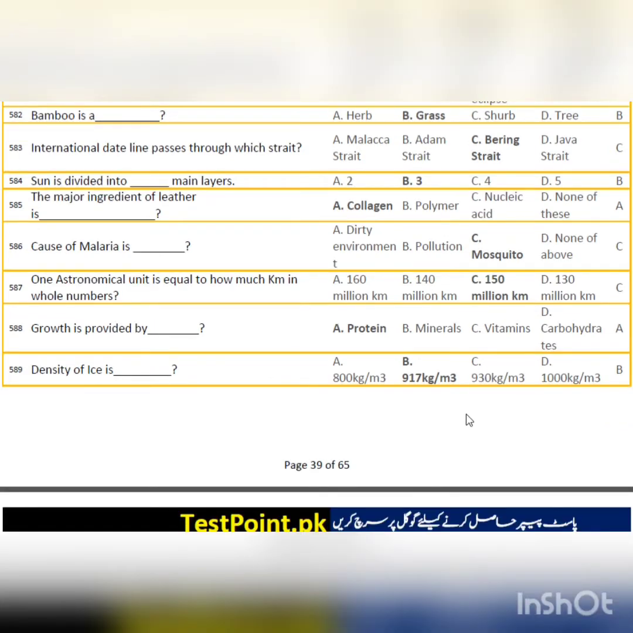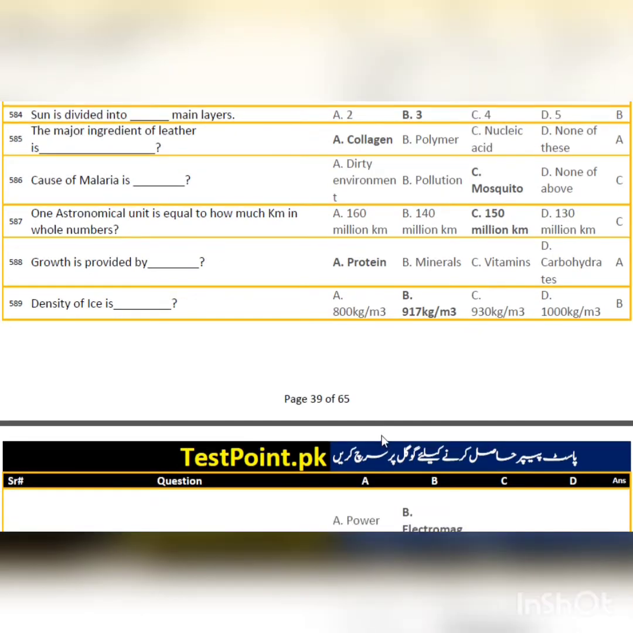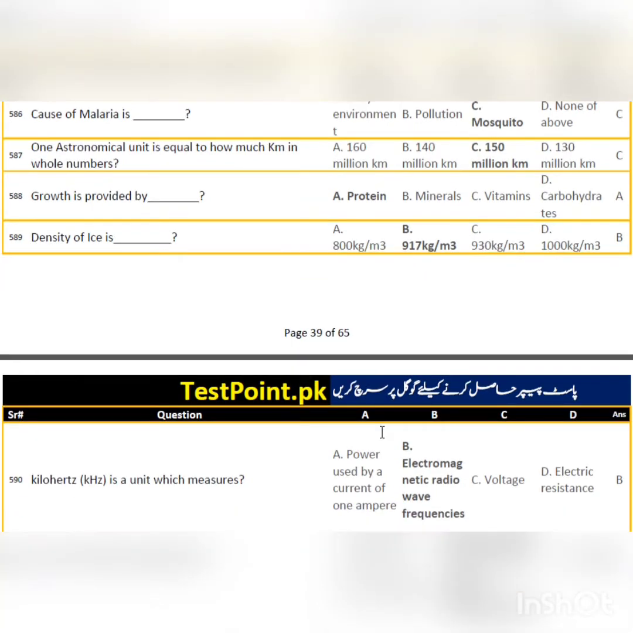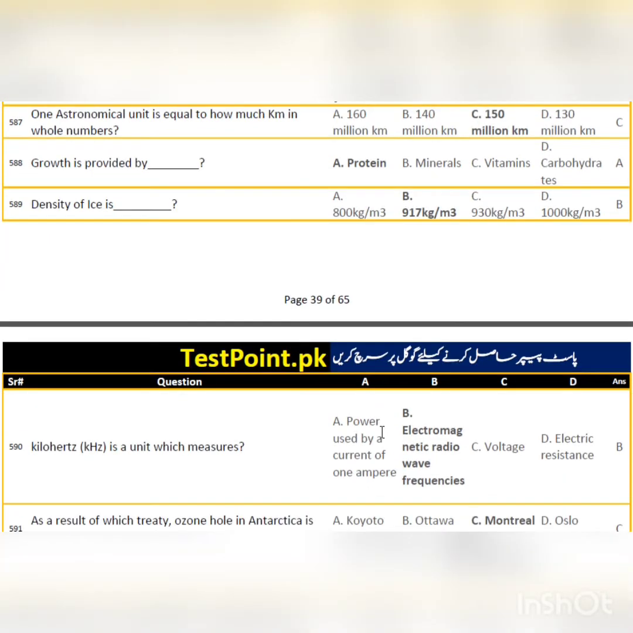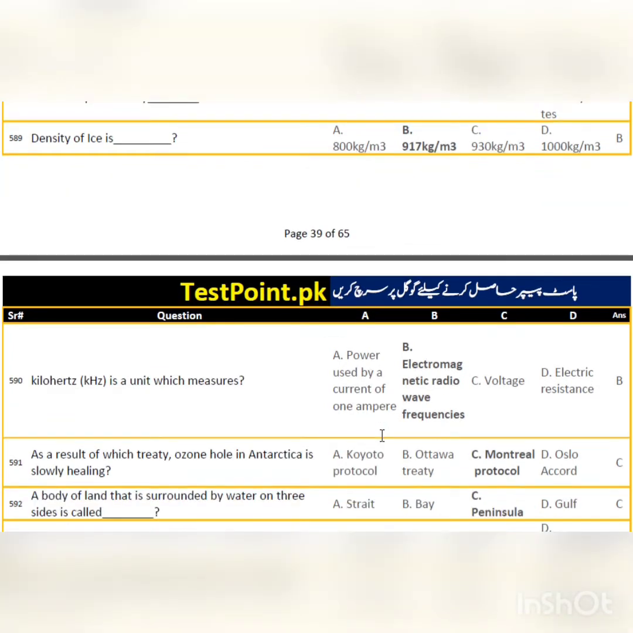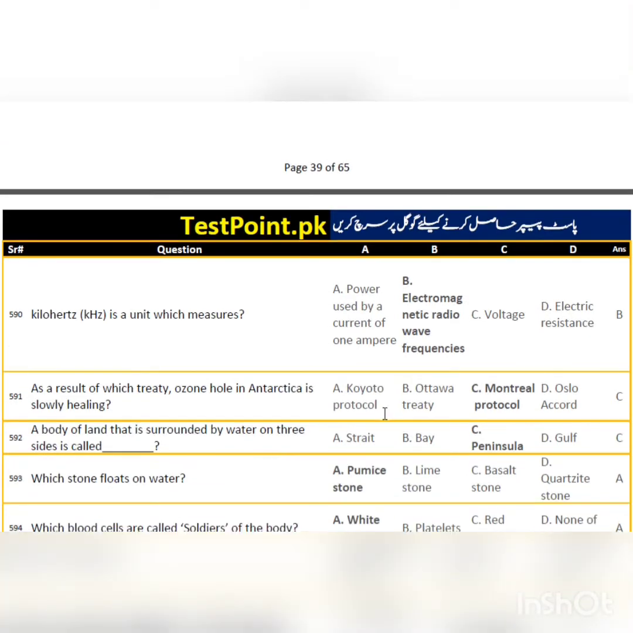What is one of the other names of vitamin A? A. Riboflavin, B. Aldehyde acid, C. Retinol, D. Thiamine. Answer is C. Retinol.